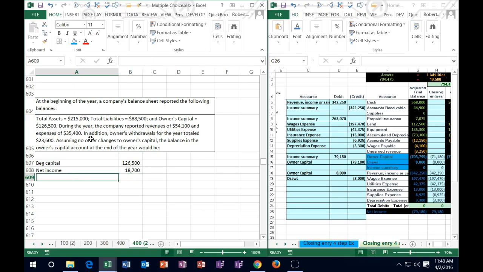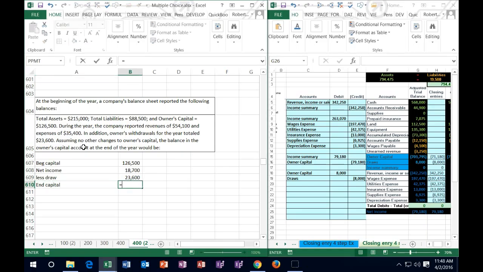Then the last piece to this is less the amount that the owner took out in the form of draws. I'm just going to call them draws instead of withdrawals to make it a little faster here. And then we have 23.6. So that's going to give us our ending capital at the end of the period.